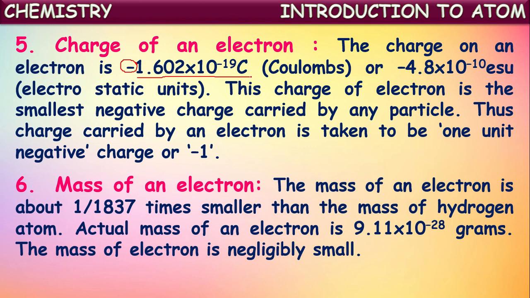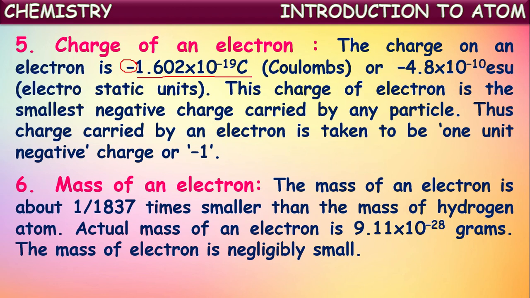Next, mass of the electron. Actually, the mass of electron is about 1 by 1837 times smaller than the mass of hydrogen. It is a very small quantity, nearly equal to 1 by 1837 times the mass of hydrogen atom. We know among all the existing elements, hydrogen is the smallest in weight, isn't it? It is the lightest element among all the existing elements.